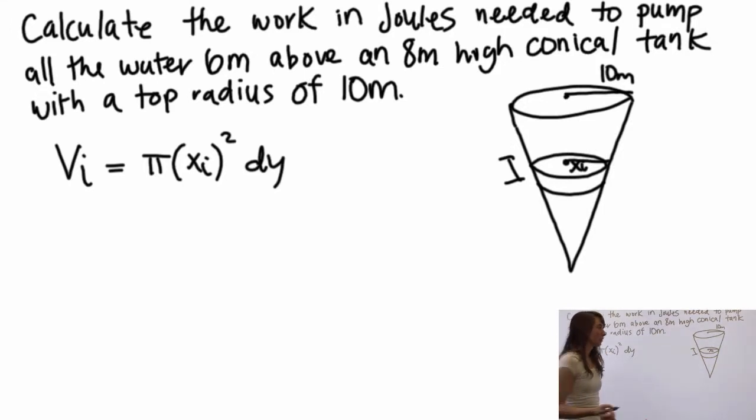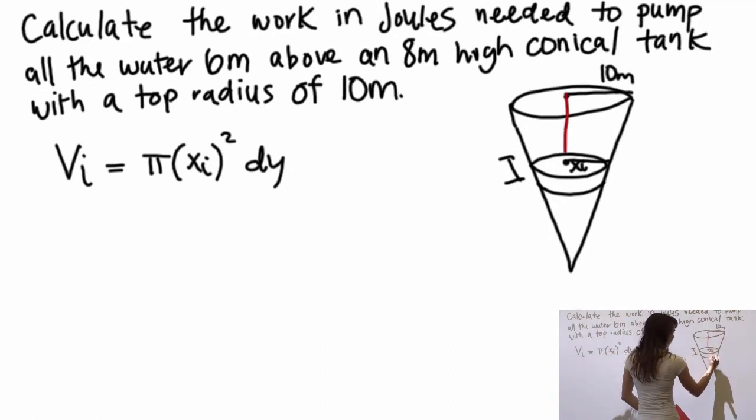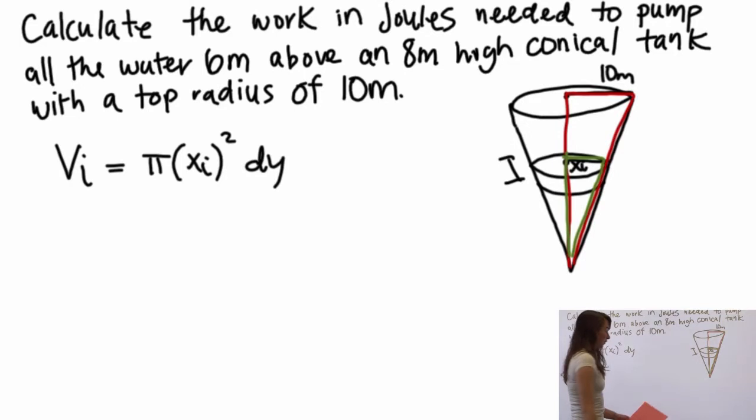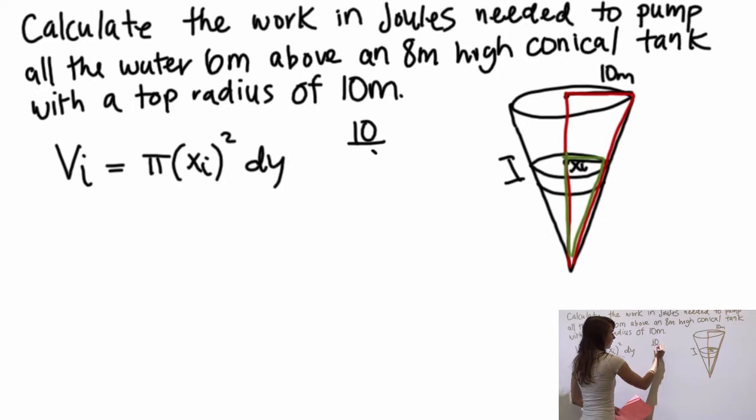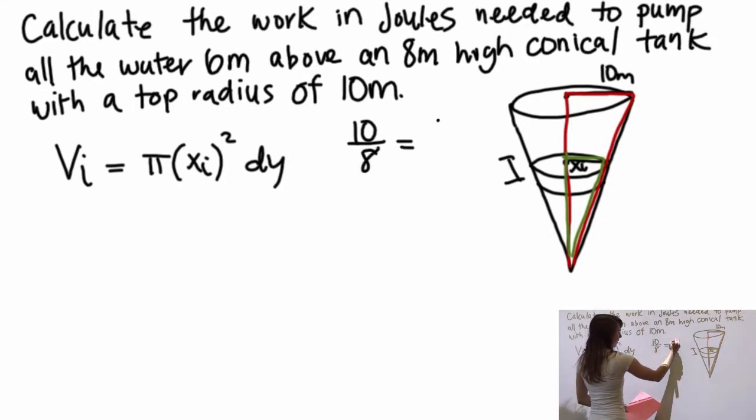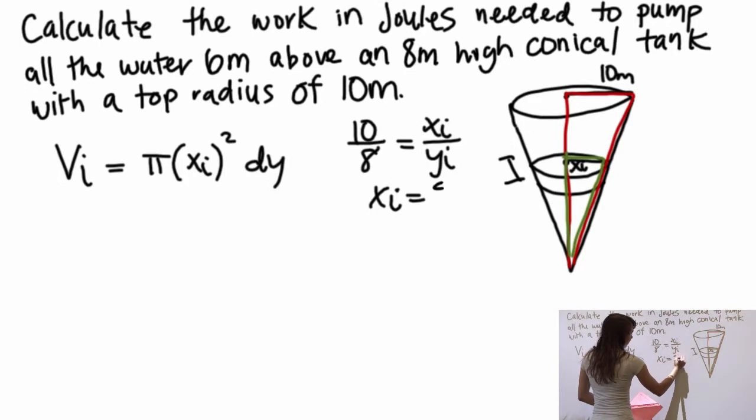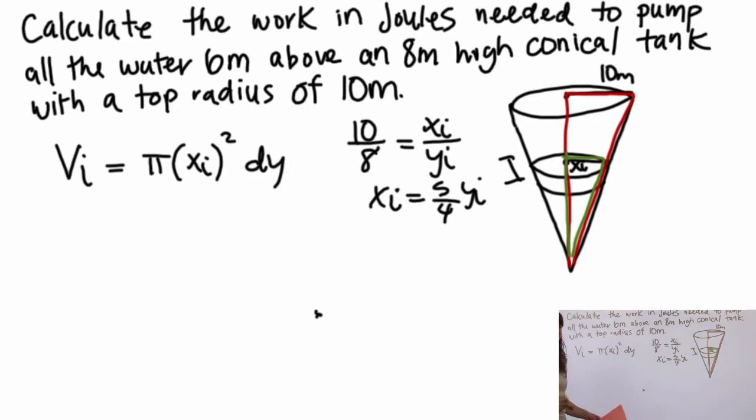So we use similar triangles. We know that this triangle is going to be similar to this triangle, and we can use that to find it in terms of y. So we have a radius of 10 over a height of 8 is equal to our x sub i radius over our y sub i height. And we get that x sub i is equal to 5/4 y sub i. So we're going to put that in for this x sub i.